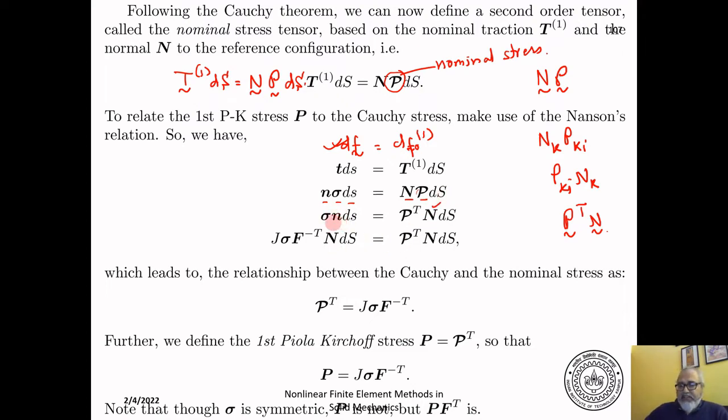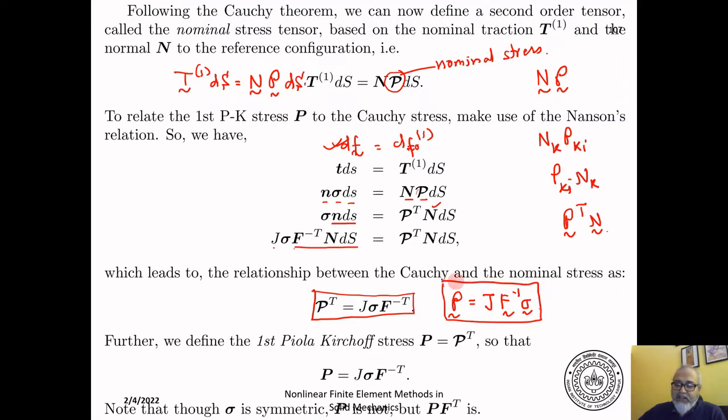And then we use the Nanson's relation for n dS. We replace it by J F minus transpose capital N dS, and here we have P transpose n dS. We have n dS on both sides, so it immediately follows that P transpose is equal to J sigma F minus transpose. So this is the relation, this is the new stress that we have defined. Obviously we can take transpose of this and write P is equal to J F inverse sigma transpose, which is equal to sigma. So this is the relationship between the nominal stress and the Cauchy stress.